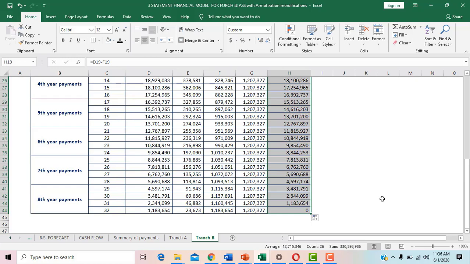Now, let us make a summary of the tranche A loan as well as the tranche B loan, summarizing the interest expense as well as principal payment of each and every one of these loans.